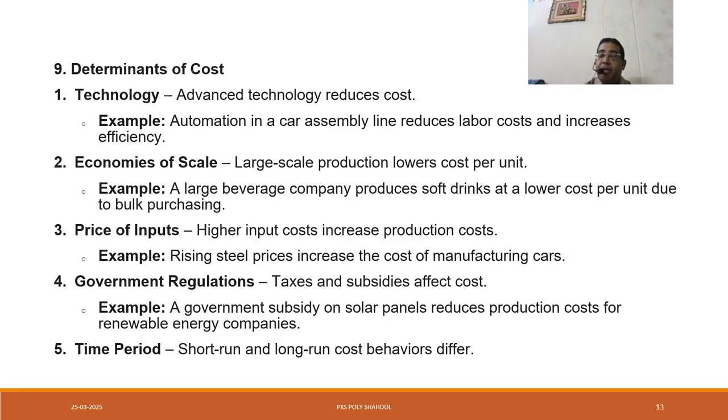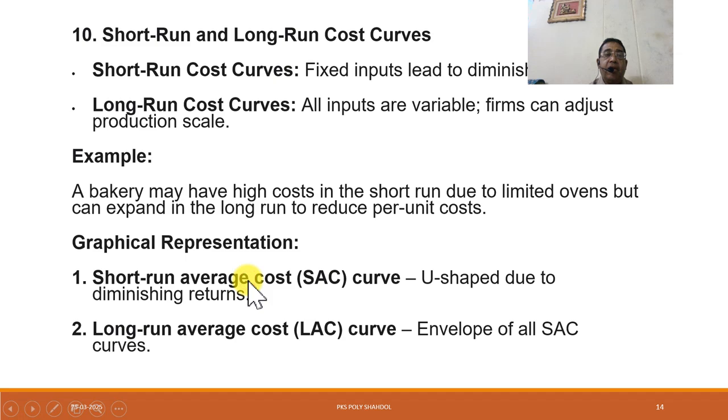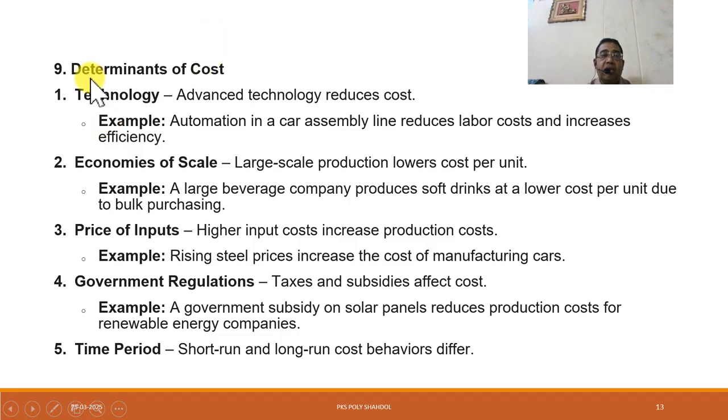Determinants of cost. Determinants means the factors which affect the cost. These are the determinants: technology, economies of scale, price of input, government regulation, time period, and short run and long run cost curves. These all affect the cost, therefore they are called the determinants of cost.